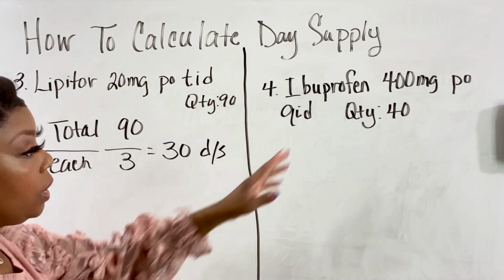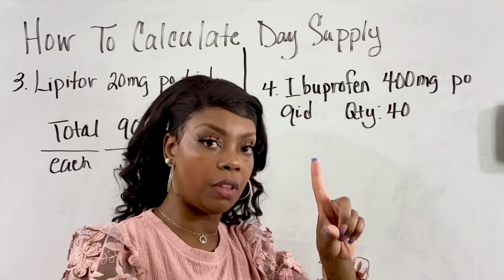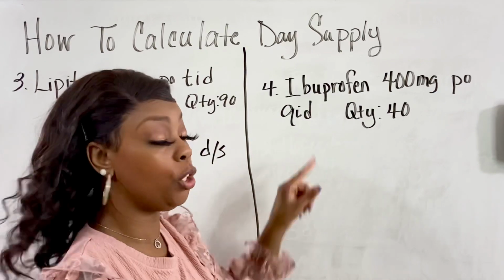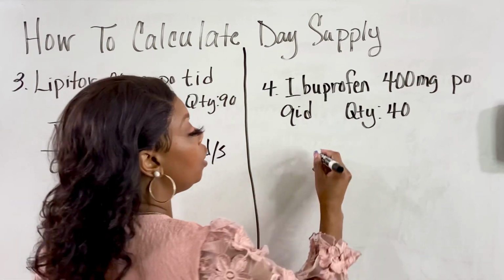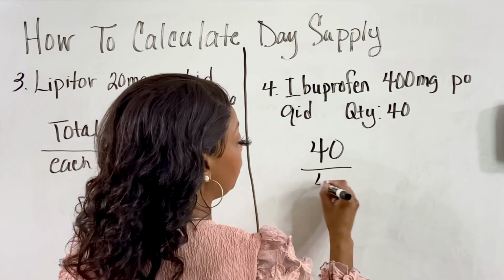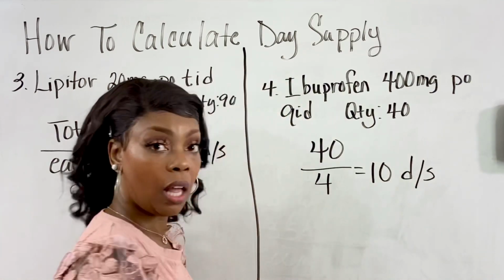Same thing with this one. Ibuprofen 400 milligrams, that's 1 tablet. By mouth, 4 times a day. QID is 4 times a day. So the total quantity is 40. And each day we're going to be taking 4, so that's going to last as a 10-day supply.